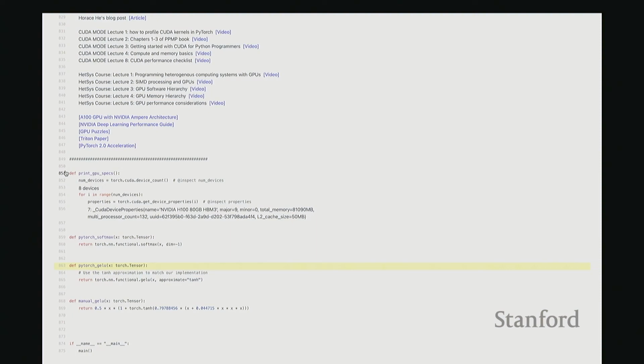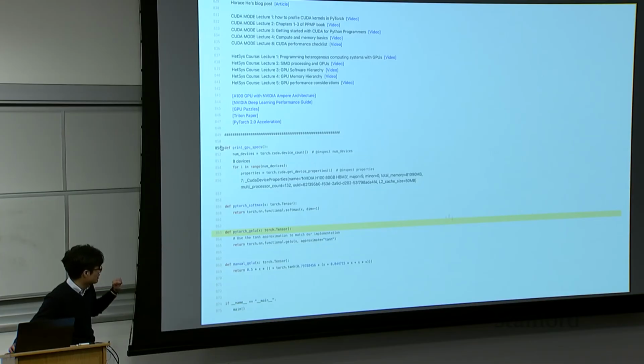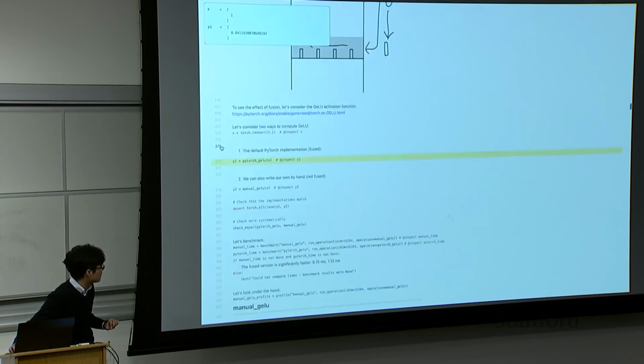torch.nn.functional.gelu, and I invoke approximate equals tanh because I want this to exactly match the naive thing that I'm going to do next. So this is not going to be actually multiplying by the CDF of the Gaussian. It's going to be some approximation to that that's easier to compute. Okay? So that's the PyTorch GELU.